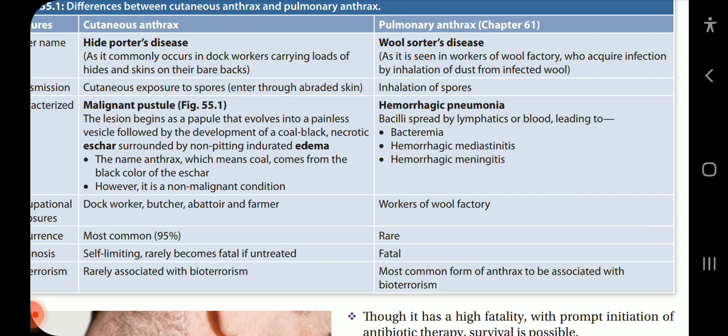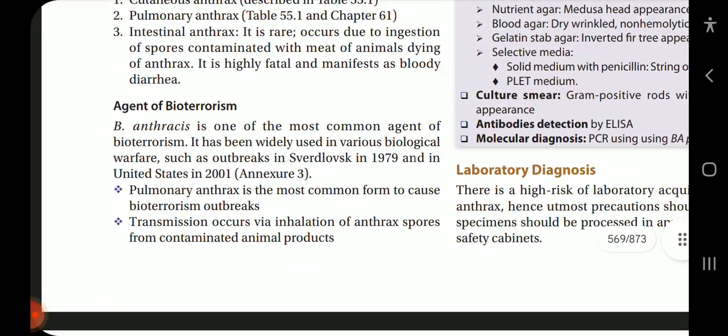Occupational exposure: workers of wool factories. Occurrence is rare, prognosis is fatal, and it is associated with bioterrorism. This is the most common form of anthrax to be associated with bioterrorism.